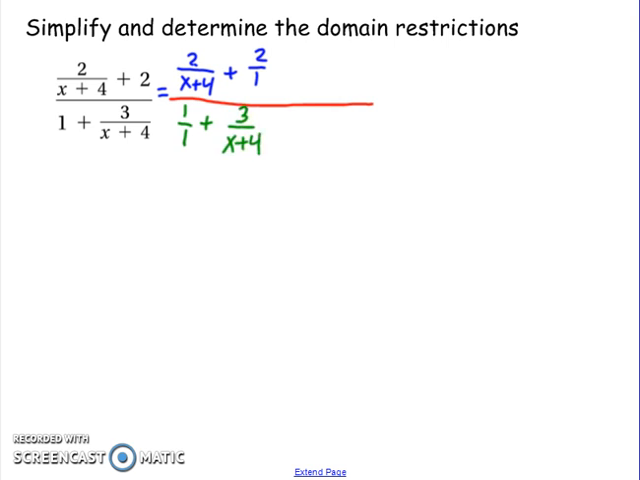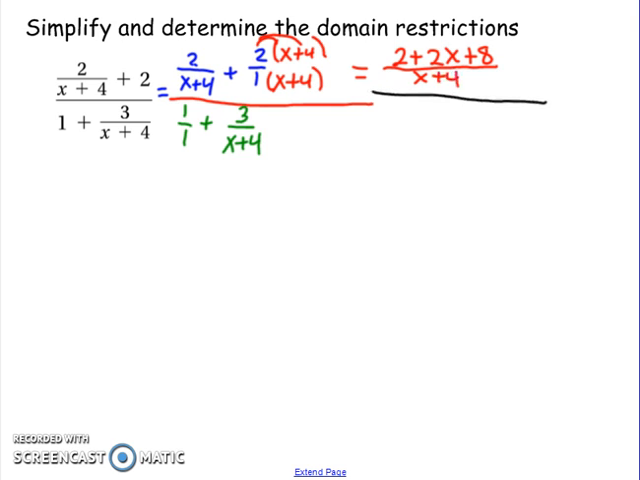So if we focus on the top, in the top we need an x plus 4 on the second fraction. So what we're going to have on the top now is a 2 from the first fraction, and then we're going to distribute the 2 into the x plus 4. So that's going to give us 2x plus 8 over x plus 4. And then we have our division line. And now on the bottom, the first fraction needs the x plus 4. So x plus 4. So we're going to end up with x plus 4 plus 3 over x plus 4.